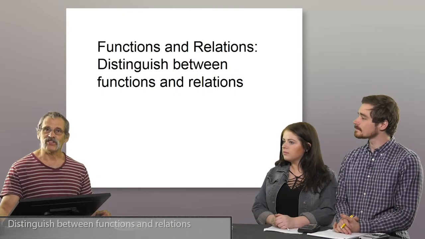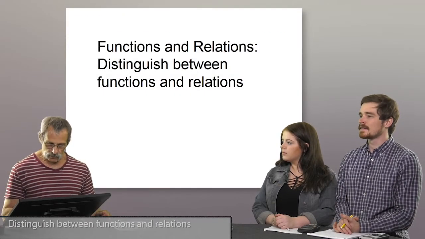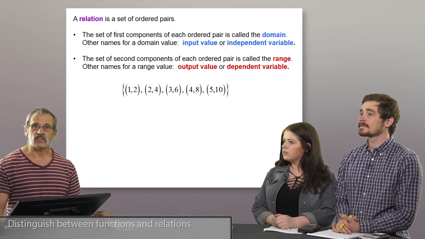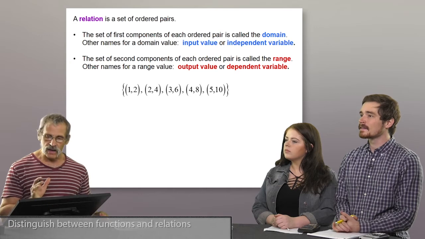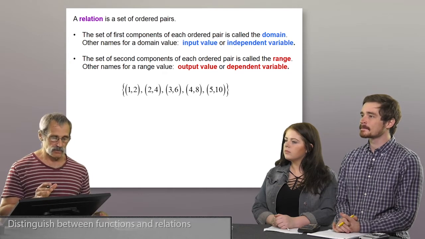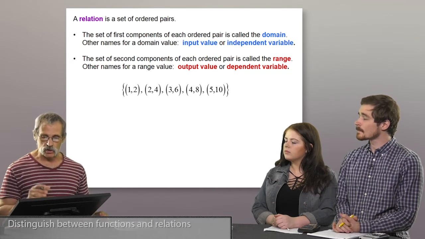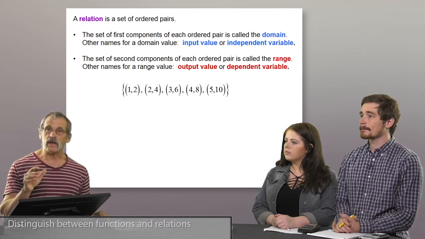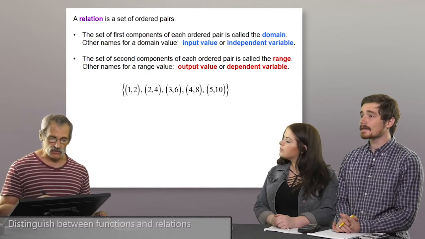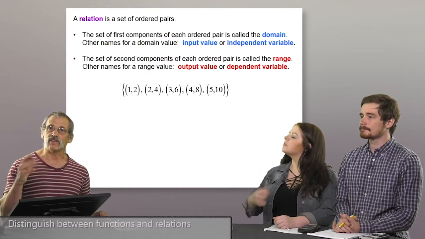Distinguish between functions and relations. A relation is a set of ordered pairs. The first set of components of each ordered pair is called the domain, and other names could be input value or independent variable. The second component of each ordered pair is called the range, and other names there are output values or dependent variables.